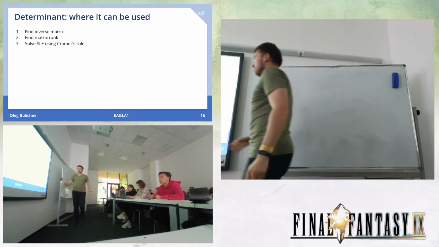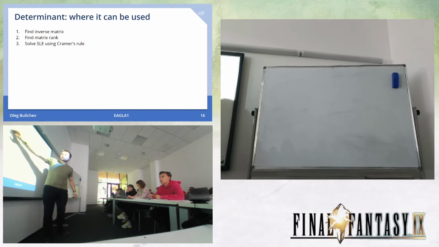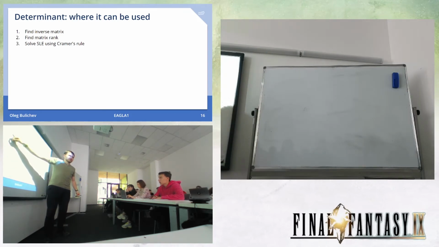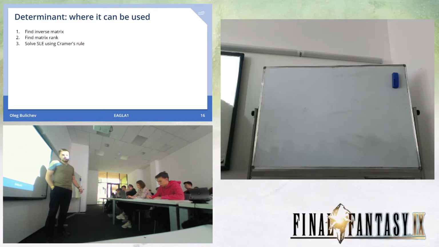So determinant, inverse matrix, matrix rank, and systems of linear equations using Cramer's rule. When we learn the Gauss method and Gauss-Jordan method, we will also consider how they can be used. What is matrix rank? How many linearly independent vectors do you have?